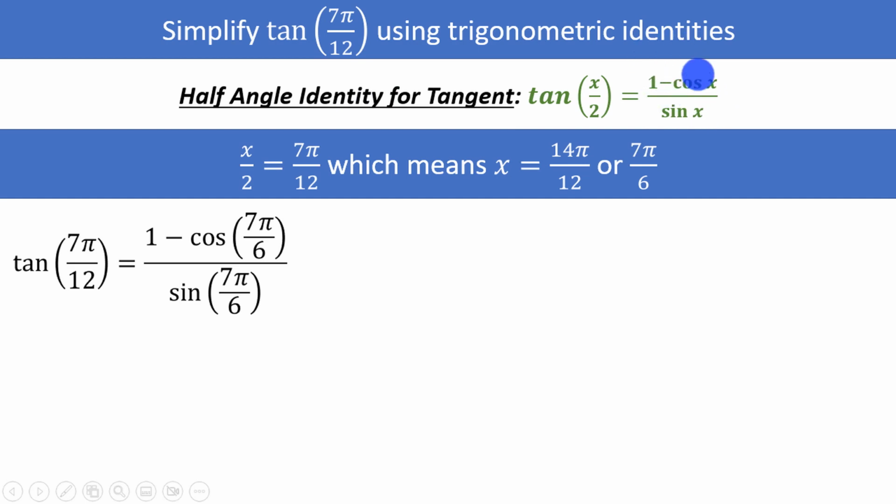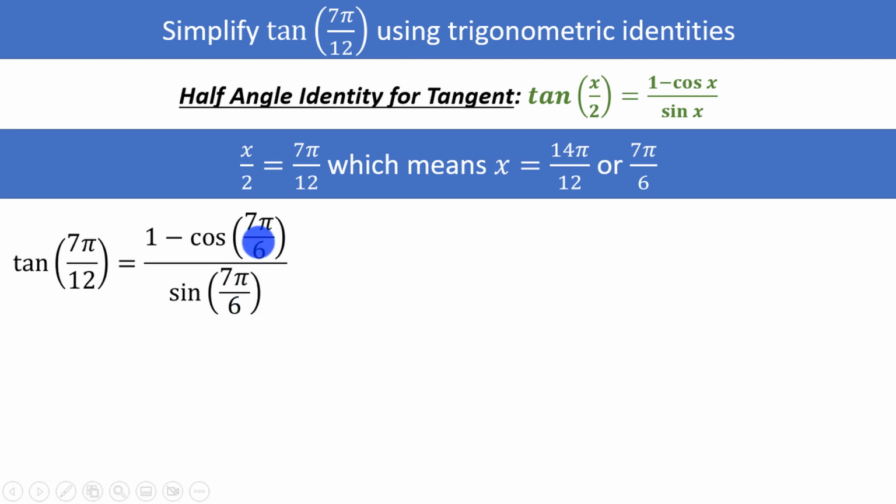We have 1 minus cosine of x, which is 1 minus cosine of 7 pi over 6, divided by sine of x, which is sine of 7 pi over 6. 7 pi over 6 is a commonly known angle on the unit circle. The reference angle for 7 pi over 6 is pi over 6.